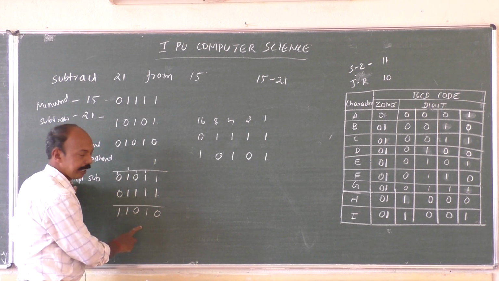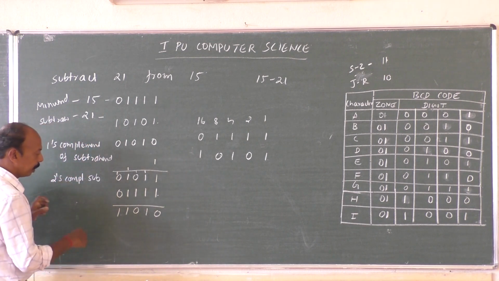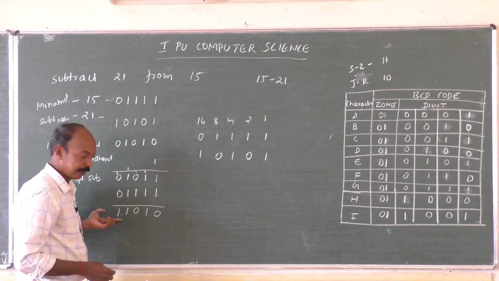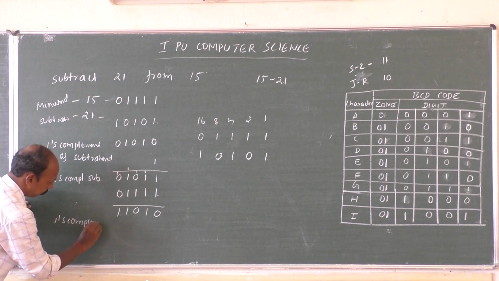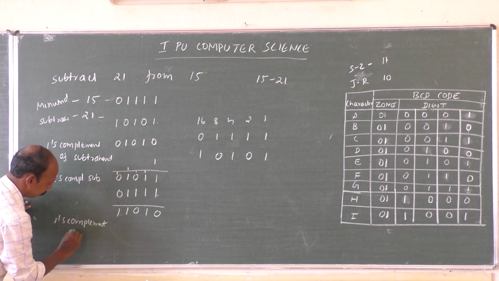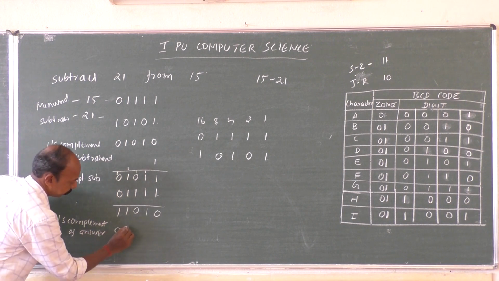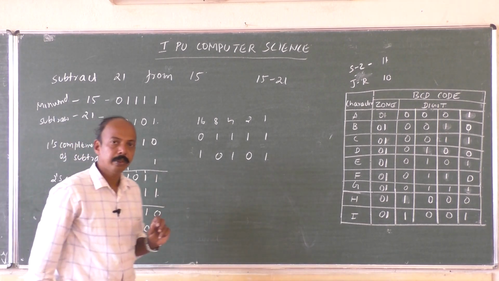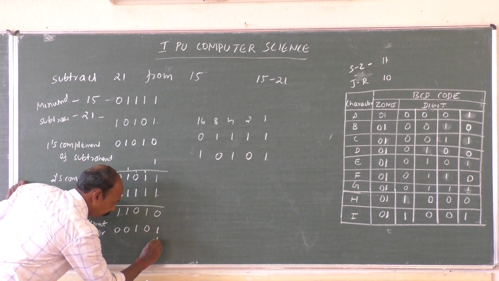Do we have end around carry? No, we don't have the end around carry. So what we should do? We have to take 2's complement of the answer and we have to place a negative sign in front of that. That's why this is the answer. Take 1's complement again. 1's complement of the answer will be 0, 0, 1, 0, 1. Now we have to go for 2's complement of the answer. So add once again 1 to that.